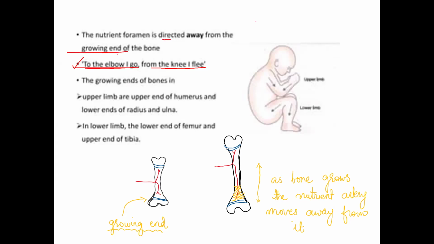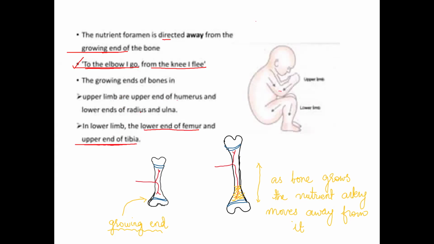As in the previous slide, we discussed the growing end of the bone. In the same way here, the nutrient artery is in opposition with it. In the upper limb, the growing ends are the upper end of the humerus and the lower end of the radius and ulna, whereas in the lower limb, they are the lower end of the femur and the upper end of the tibia. So the nutrient artery will be moving away from it.